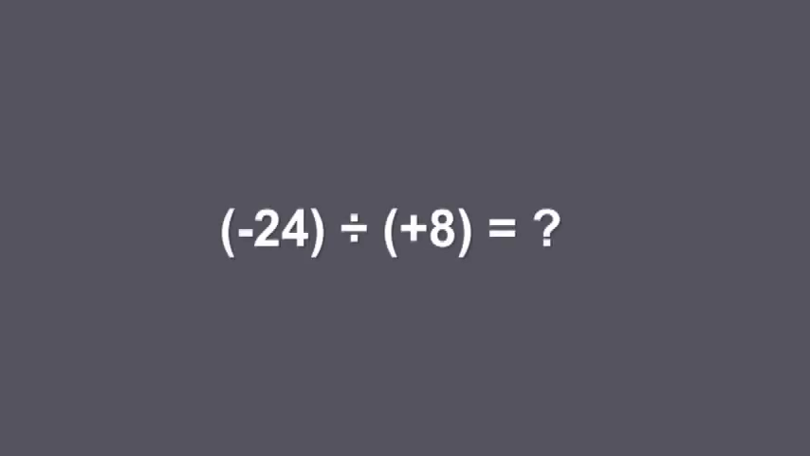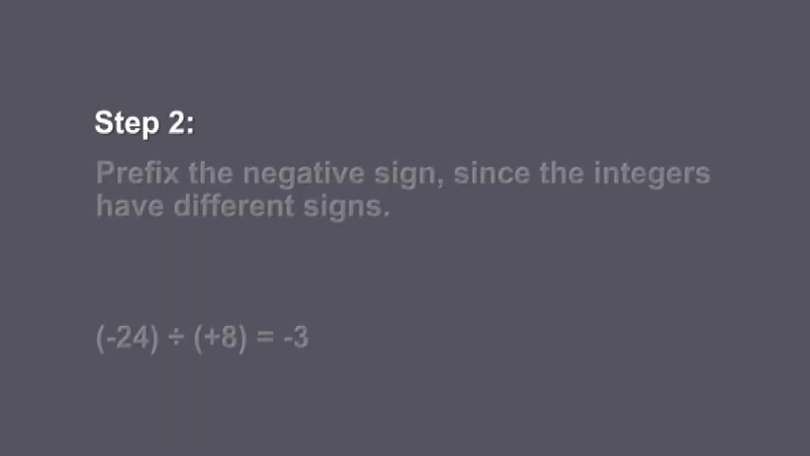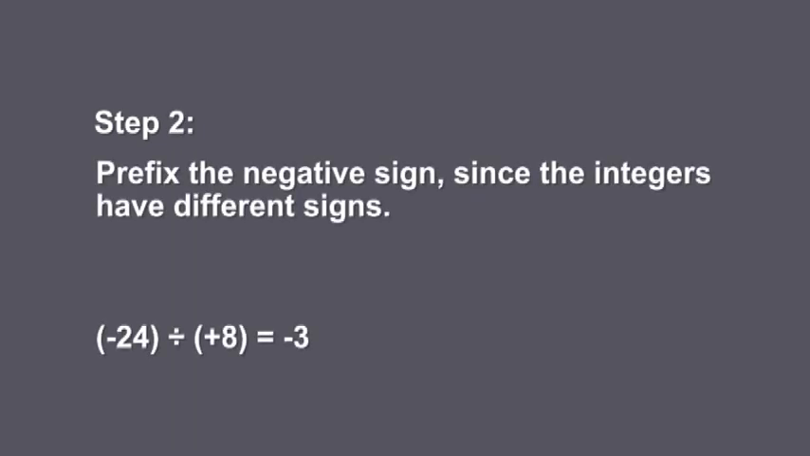Let's try it with this example. Negative 24 divided by positive 8 equals what? Step 1, divide the absolute value of the integers as normal. That's 24 divided by 8 equals 3. Step 2, prefix the negative sign since the integers have different signs. Negative 24 divided by positive 8 equals negative 3.